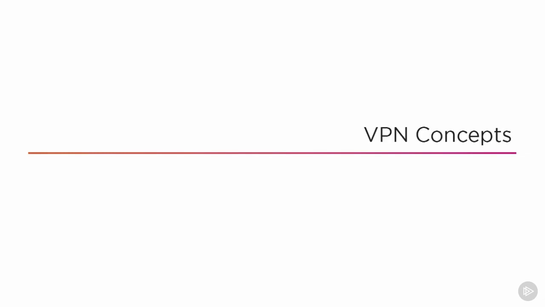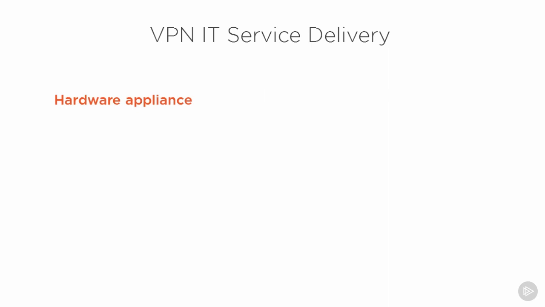VPNs provide an encrypted tunnel to allow two endpoints to communicate together over an untrusted network. There are a couple of VPN concepts beyond that we need to go through. First of all, let's talk about VPN IT service delivery.